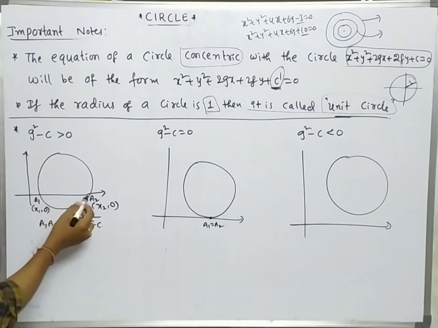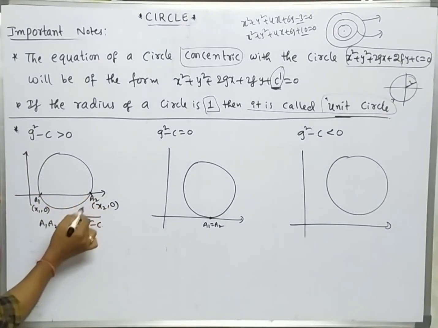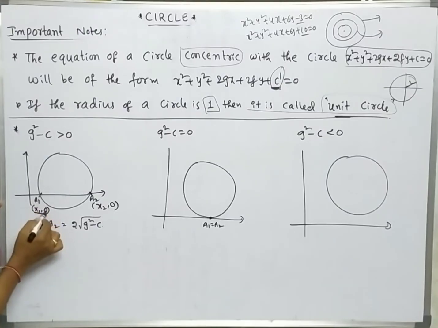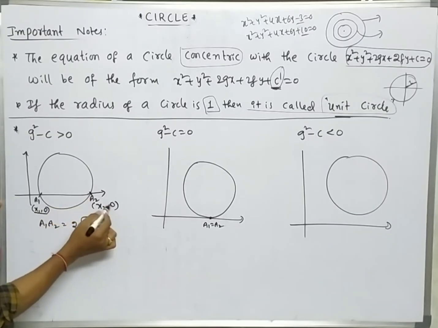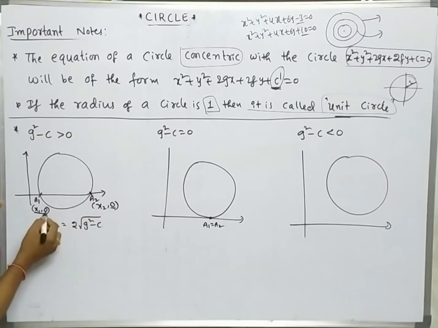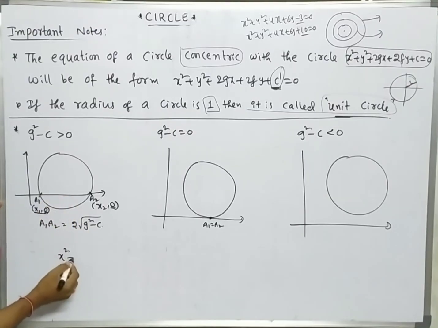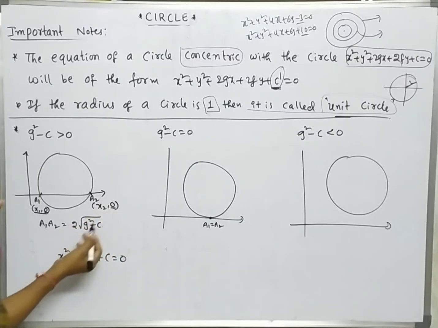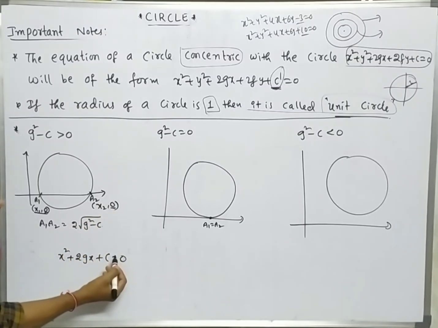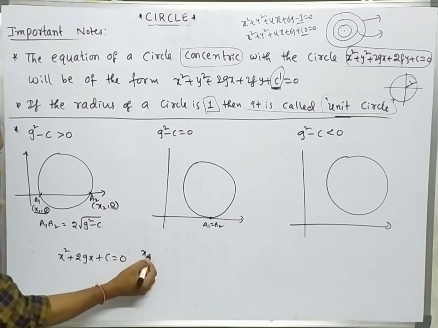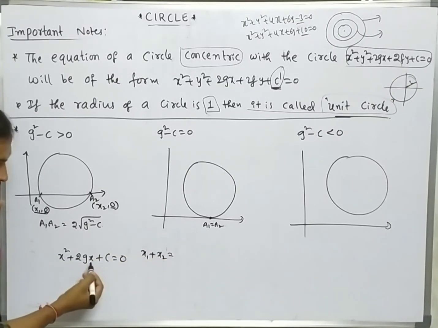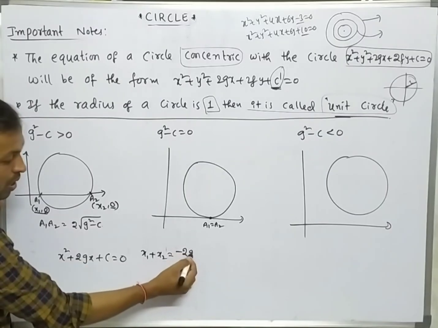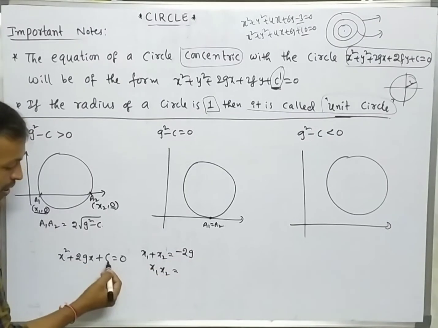This is a circle intersecting the x-axis at two distinct points. Here a1 is x1 comma 0, since on the x-axis the y coordinate is 0, and a2 is another point. If we substitute y equals 0 in the general equation, we get x square plus 2gx plus c is equal to 0, because the y value is 0. This is a quadratic equation in terms of x having roots x1 and x2. Then the sum of the roots x1 plus x2 is minus b by a, that is minus 2g, and the product of the roots x1 x2 is c by a, that is c.